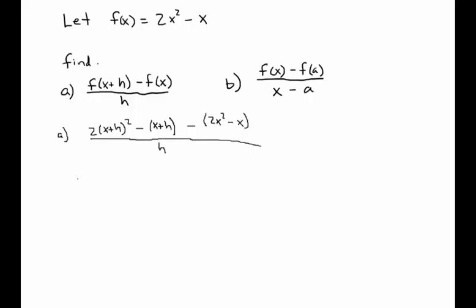And now the first thing I'm going to do is multiply out x plus h squared. So I have 2 times x squared plus 2xh plus h squared. And now I'm going to distribute my negative through the parentheses, minus x minus h. And I'm going to distribute the negative through the parentheses again. So I have minus 2x squared plus x, all divided by h.